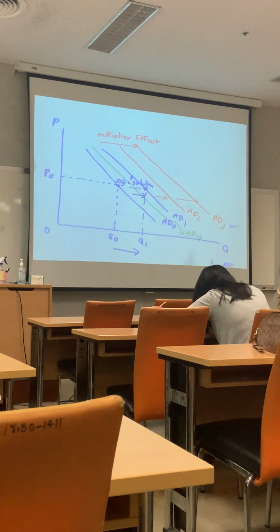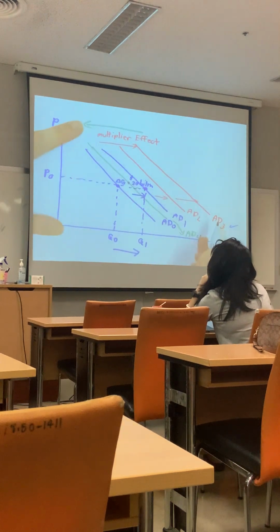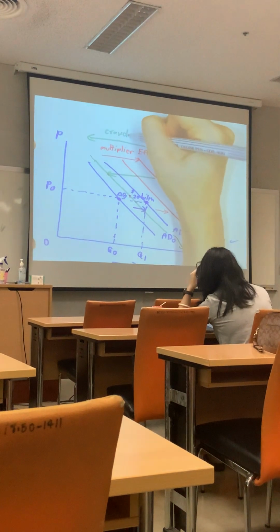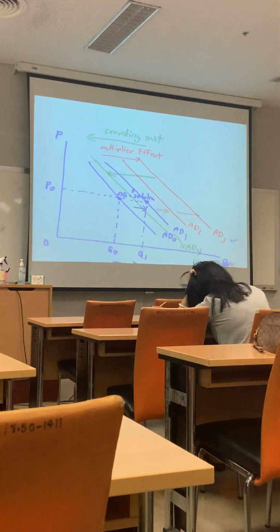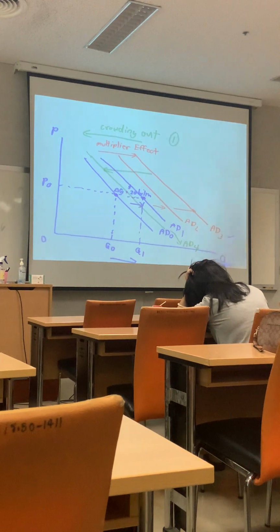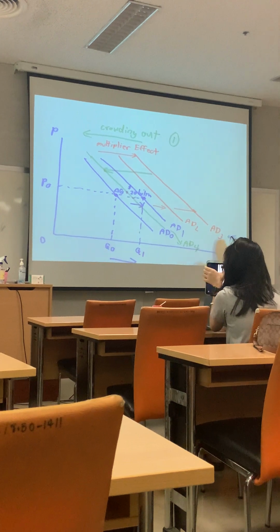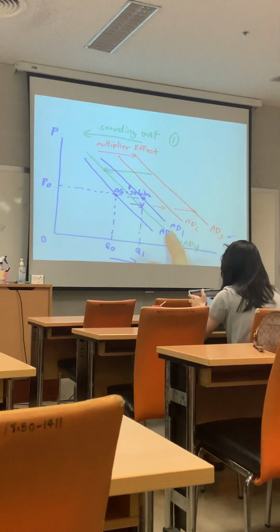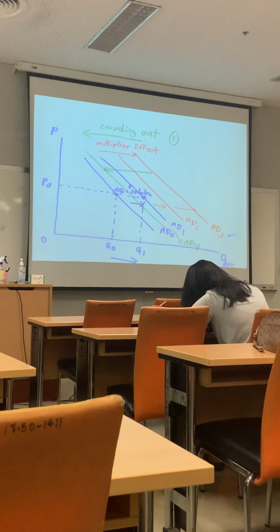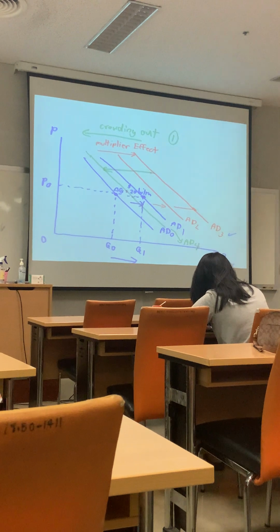So AD4 will be my green pen, which shows us that the crowding out is quite bigger than the multiplier. Okay, so this is the first case, when crowding out is bigger than the multiplier. You see that the range that you shift from AD3 to AD4 is quite bigger than the multiplier range, which is AD1 to AD3. So this is number one, that crowding out is bigger than the multiplier.